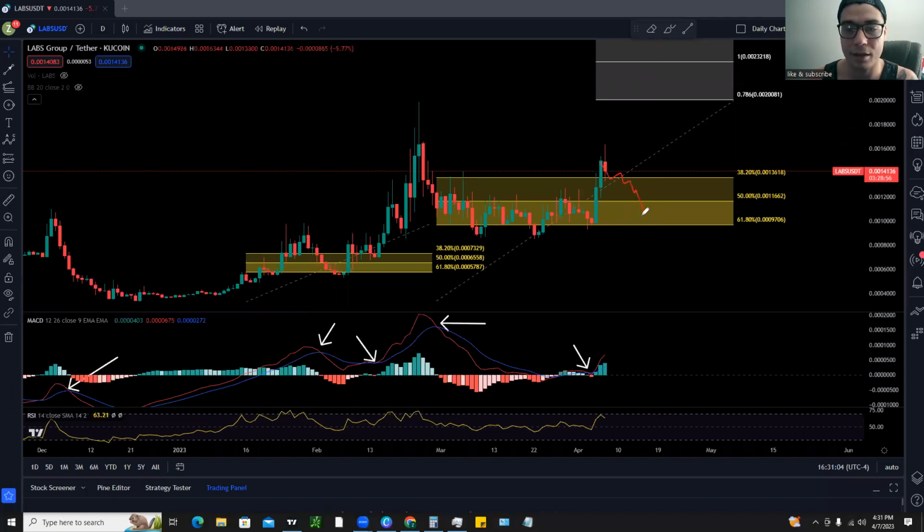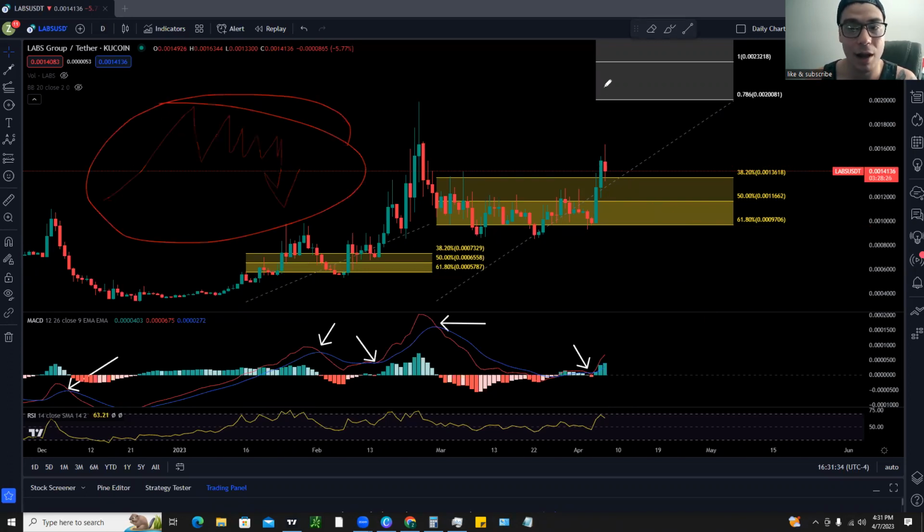Now that pullback may continue, and we could drop back to some of our major levels of 0.0011662, 0.0009706. Those are going to be the main key levels. And if we break below 0.0009706 and ultimately flip that to resistance, then that's the chance when we could see a reversal. Remember, I talked about the fibs and trend continuation with a move up, retracement, continuation higher. If you move up, retrace, consolidate, and break through those retracement levels, that's how you can spot a potential move to the downside.